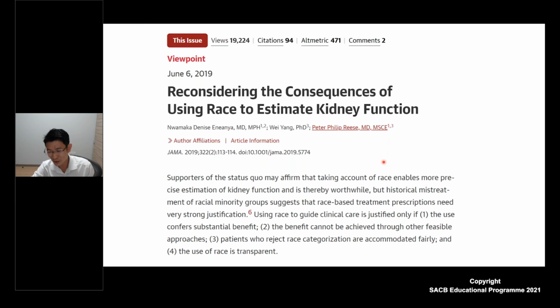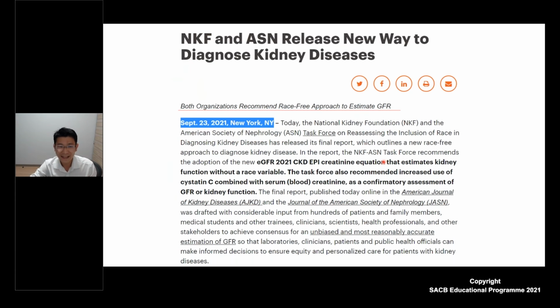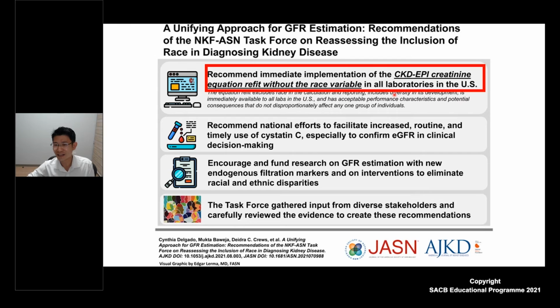So in this case, over the past 2-3 years, the Americans recognize that when you give a black correction for that, you may actually worsen the care. So it's not equal. Last month, the American National Kidney Foundation, not the Singapore NKF, and the American Society of Nephrology released a new statement that we need a refit equation without the race variable, to be implemented immediately in all laboratories in the US.